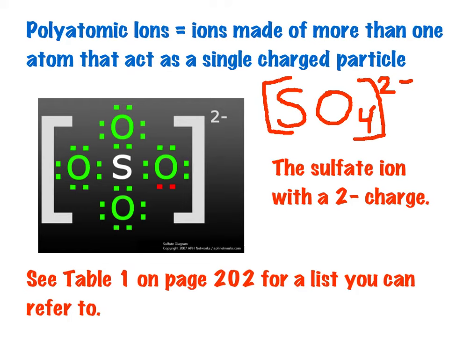If you look on page 202 of your textbook, you'll see a list of some common polyatomic ions that you'll be able to refer to throughout this work. You do not need to memorize these ions. You'll always be provided them on any tests or quizzes or the final exam.